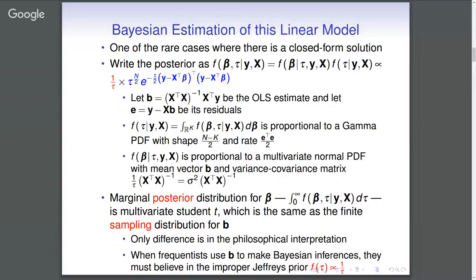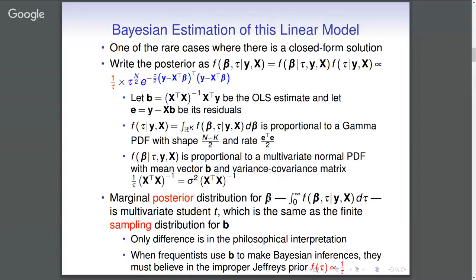But another thing that could be said is if you go back to the red and blue kernel here and you integrate tau out of that to obtain a marginal posterior distribution for beta, that works out to multivariate Student t, which is the same distribution as the sampling distribution for the OLS estimator.